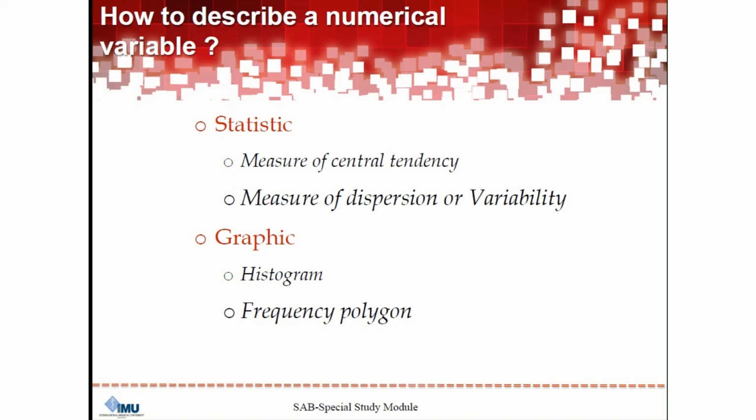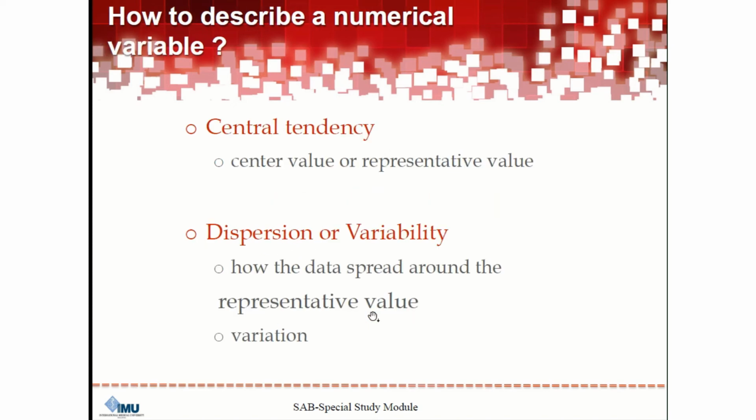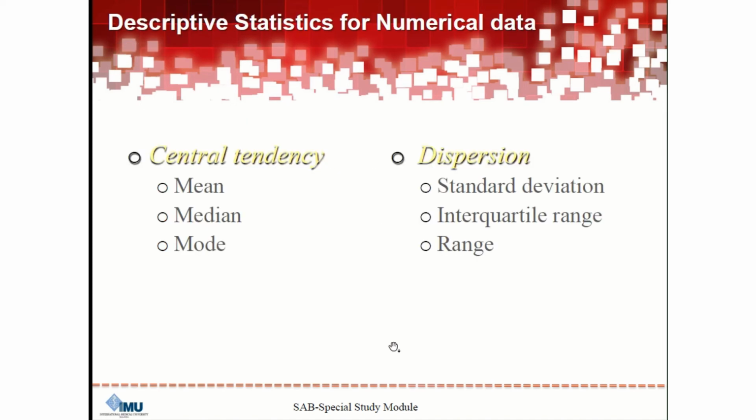But if we look at the variation, how much of it there is, then we'll know that most of the students are in the higher category. So that is the usefulness of the measure of dispersion. The other graphical method we use is the histogram and frequency polygon. So central tendency, as I said, tells the center or representative value, and dispersion or variability tells how the data spread about the representative value.